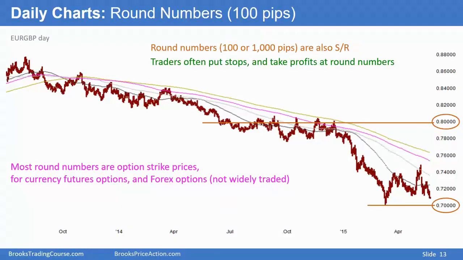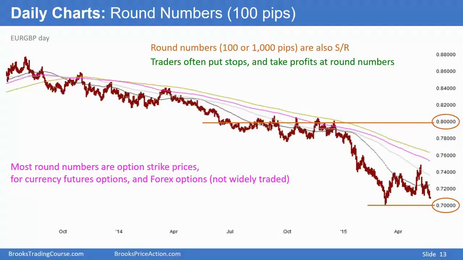Round numbers, there are option strike prices for currency future options and Forex options. Forex options, no one that I know trades them, so they're not widely traded, but some traders do trade currency Forex options. Institutions sell the options. They want the options to expire worthless. Options expire worthless at strike prices.